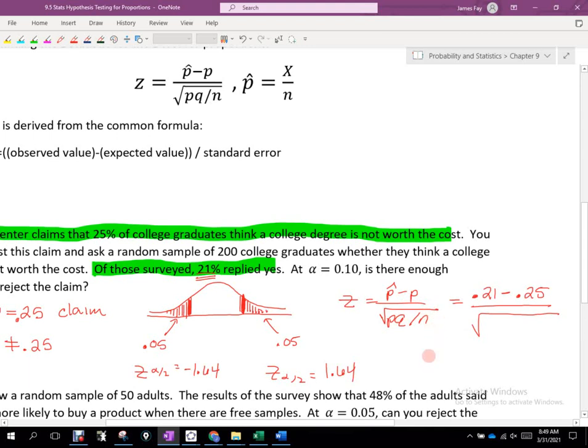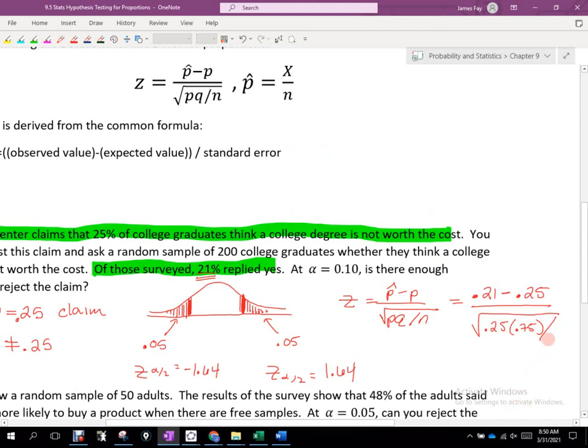Now, I should have maybe written this in somewhere: p is the population proportion, right? That's the 0.25. And q is the what to that? Remember? The complement. So we'll put 0.25 times 0.75 there. 0.25 times 0.75, and then root n.